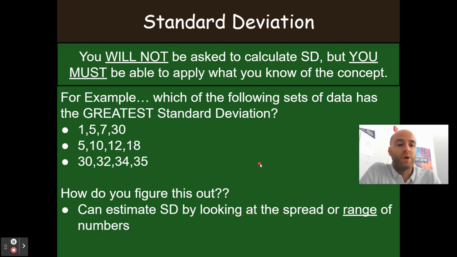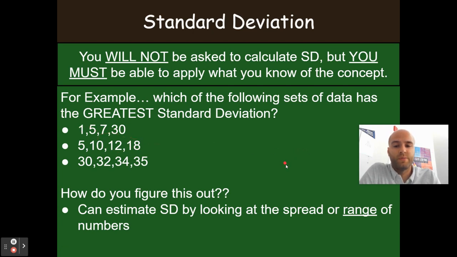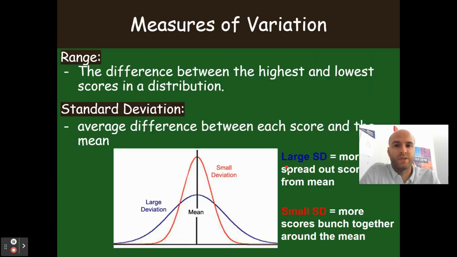Okay. One other thing you could do, you could find the mean and compare each number to it. If you wanted to go the longer route, just to be sure, you could add up all of these numbers, and then divide by 4 to find the average and see how far each number was from it. Okay. And the set of numbers that have the most numbers further from that average would have the largest standard deviation.